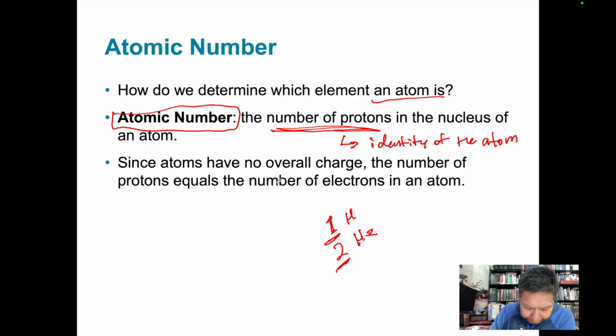Another thing to note too is that atoms themselves overall have no charge, so the number of protons always equals the number of electrons.